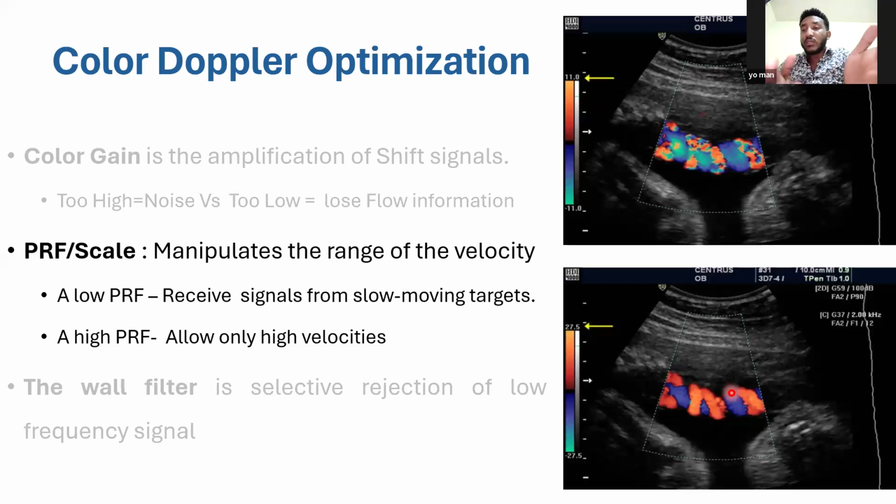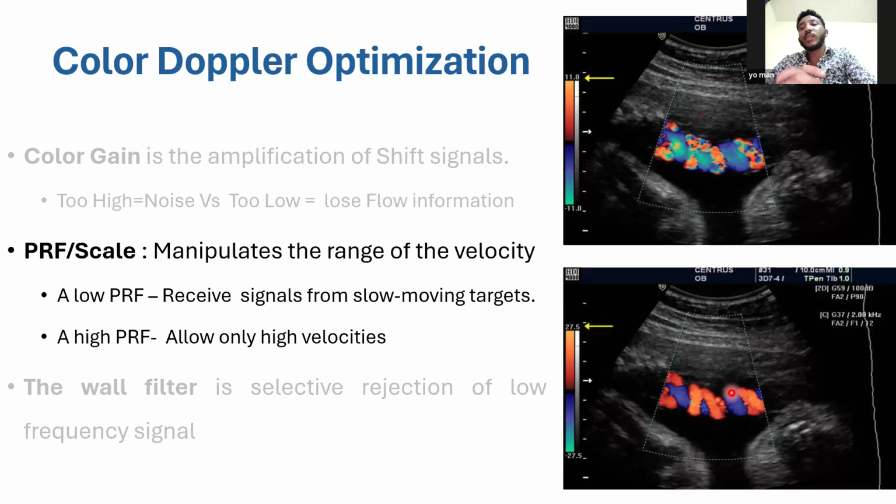When the blood passes through the vessels, there will be an intrinsic movement in the wall of the vessels. Those are slow moving things. So when we set a wall filter at a low level, it will eliminate the slow moving, unwanted, unnecessary signals. The best example is the wall motion.